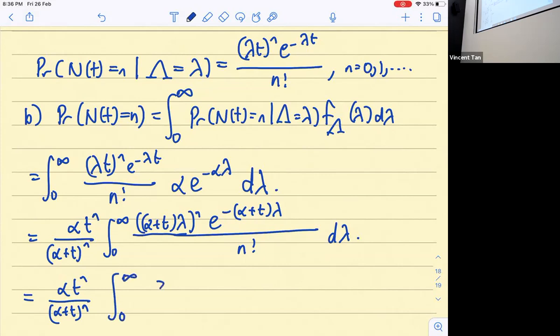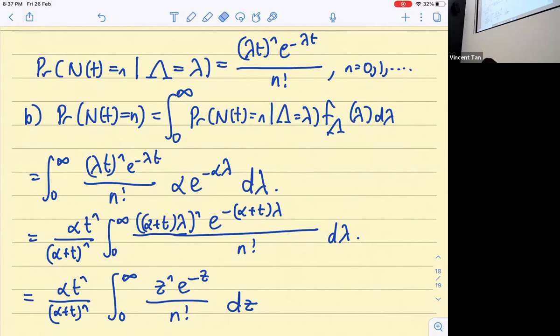We can put this as z to the power n e to the minus z over n factorial dz. Correct? Oh, we need to compensate this plus 1 here. Okay, this is too fast. So let's do it slowly.